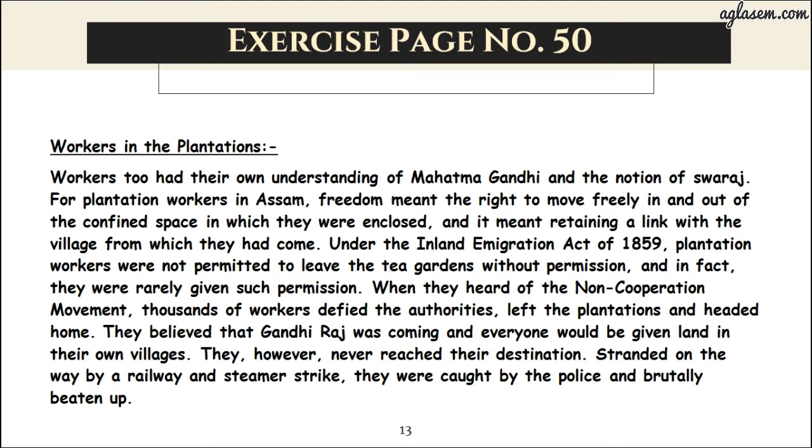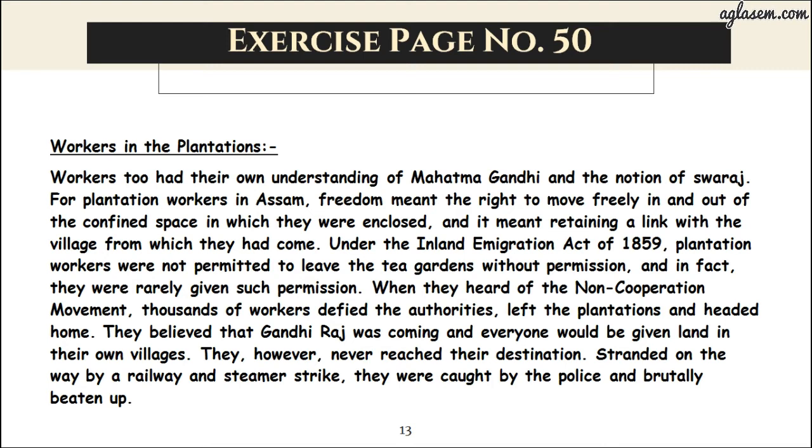Under the Inland Emigration Act of 1859, plantation workers were not permitted to leave the tea garden without permission. And in fact, they were rarely granted such permission. When they heard of the Non-Cooperation Movement, thousands of workers, defying authorities, left the plantation and headed home. They believed Gandhi Raj was coming and everyone would be given land in their own villages. They, however, never reached their destination, stranded on the way by a railway and steamer strike. They were caught by police and brutally beaten up.